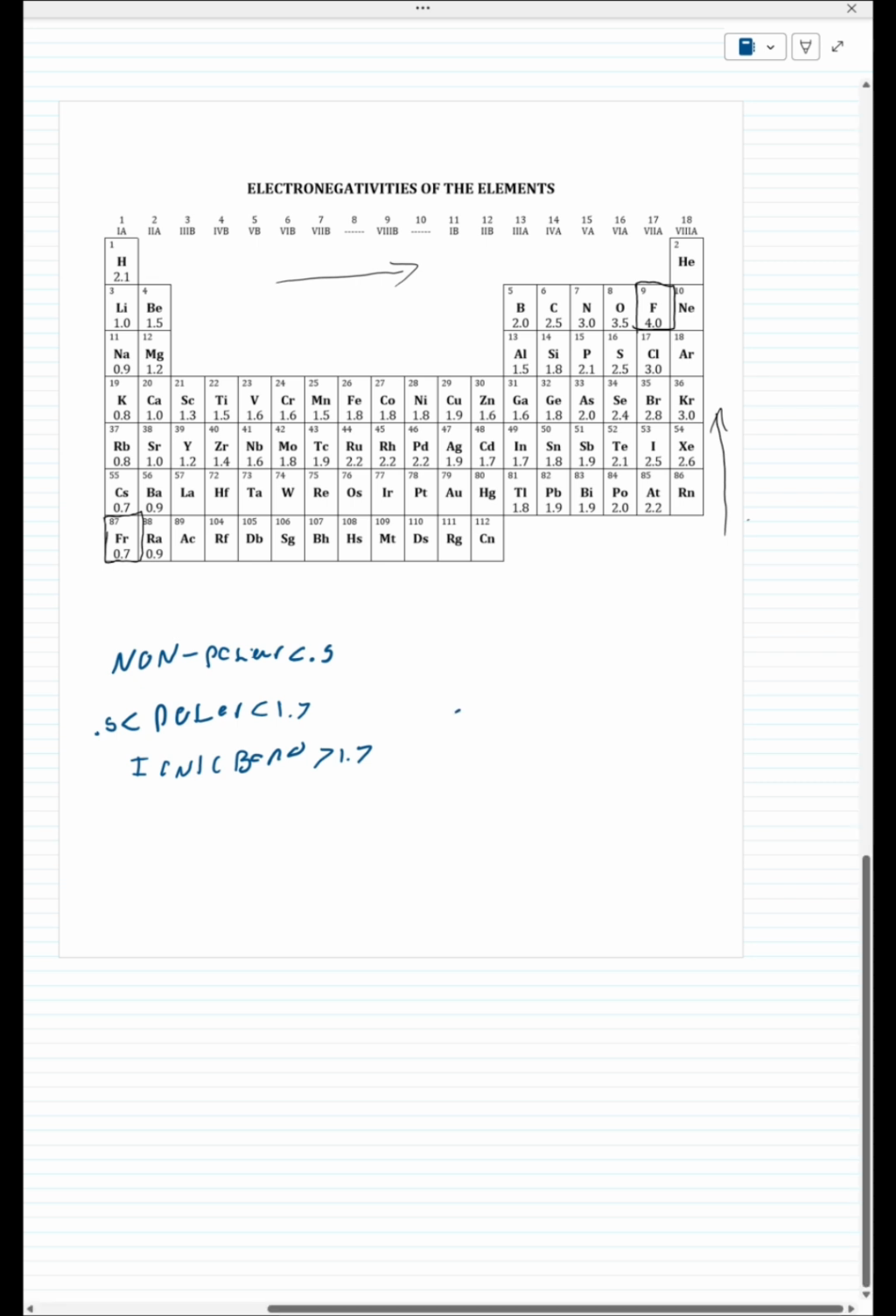It comes in later in the class, but if you understand the fundamental concept: less than 0.5 is non-polar. Polar is between 0.5 and 1.7. Ionics greater than 1.7. This section should be extremely easy for you.